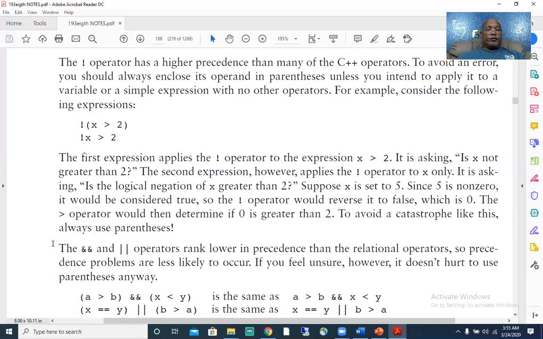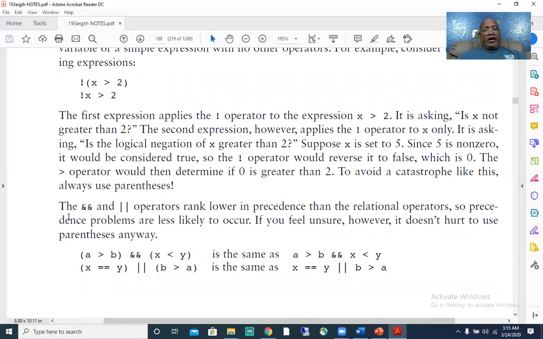All right. So now it tells us the and and or operators rank lower in precedence than the relational operators. So it says that here, so precedence problems are less likely to occur. What that means is you are always going to have to determine whether something is greater than, less than, not equal to, greater than or equal to, less than or equal to, before you perform your and and your or. So that's simply what it's saying.